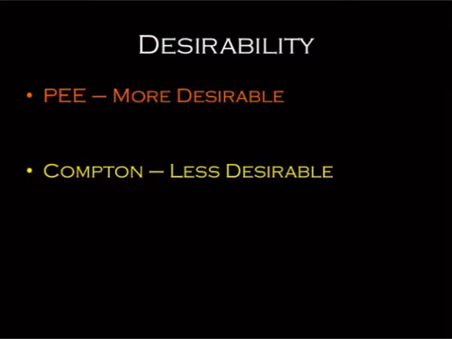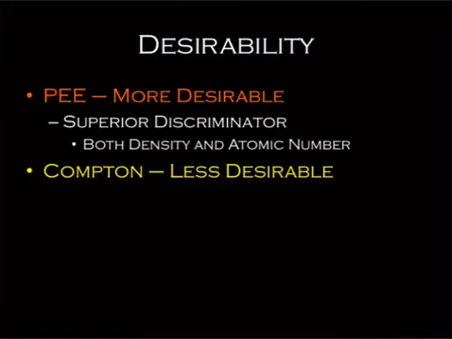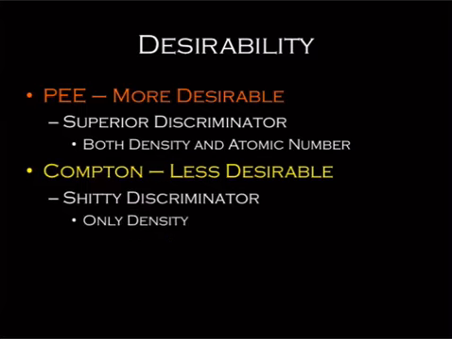So the photoelectric effect is more desirable, because it discriminates not only on the basis of atomic number, but also on tissue density, because you could be getting different characteristic X-ray production. So it behaves differently depending on the atomic number and on the density. Remember I said that the Z matters? So both of those matter. Whereas Compton scatter only discriminates based on the density, like blocking or not blocking, that kind of stuff, and doesn't care about the atomic number.